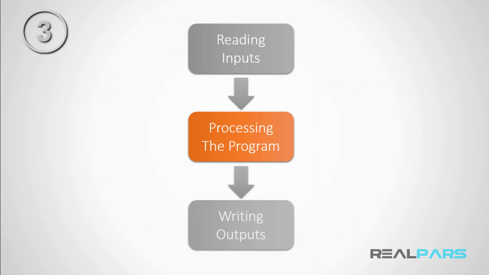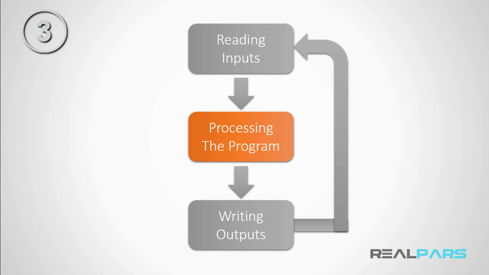Now, in the third step, it's time to write the outputs. The CPU sends the values that have been saved to the PIQ to the output module. Now, what happens next? The CPU returns to the first step and repeats the process of reading inputs, processing the program, and writing outputs, and so on.